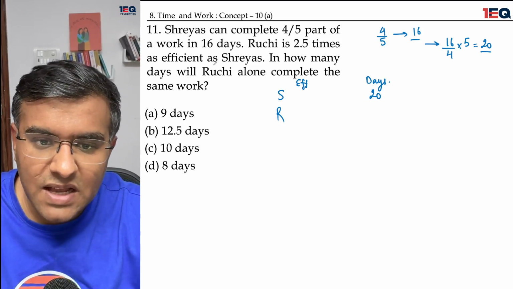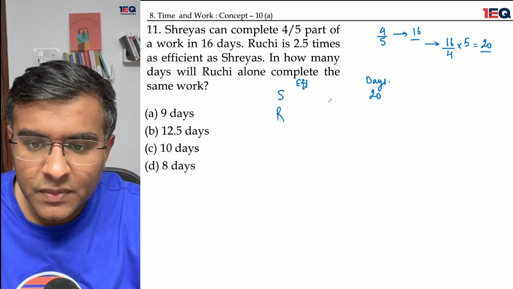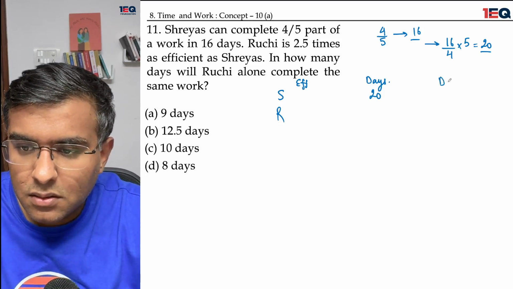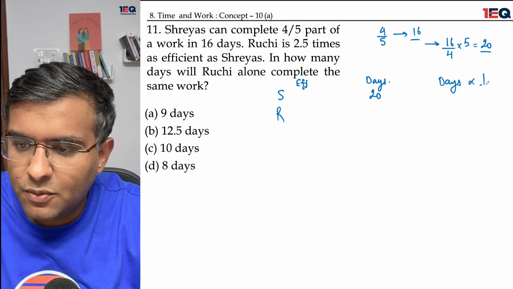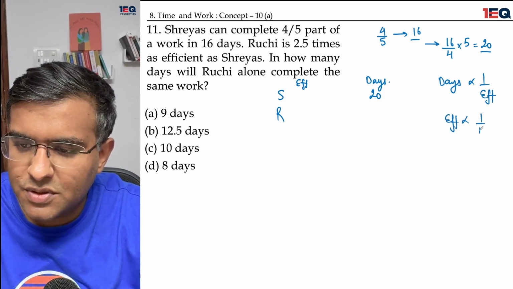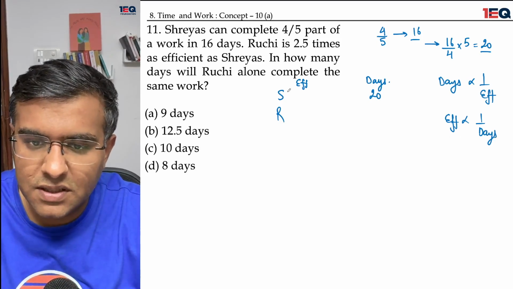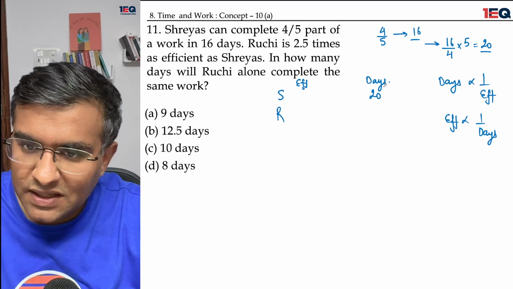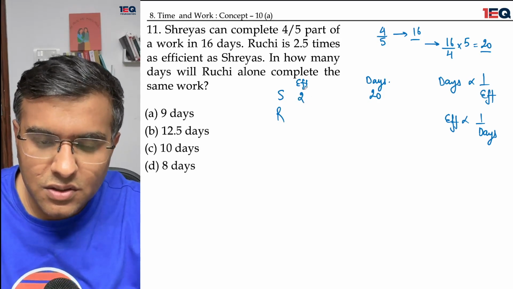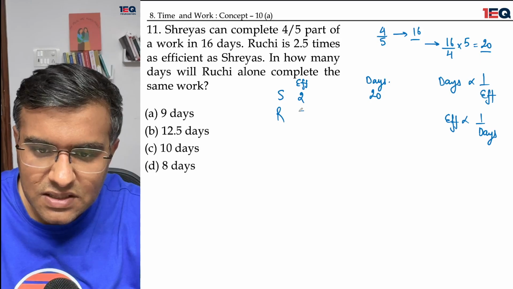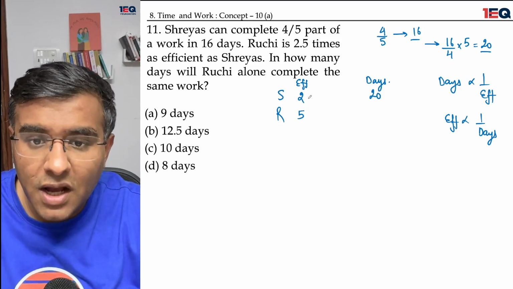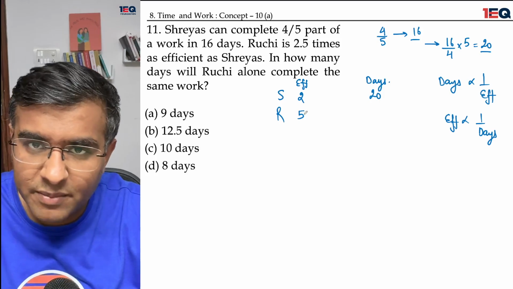Ruchi is 2.5 times as efficient as Shreyas. Okay. Now talking about efficiency. The days are inversely proportional to the efficiency, and the efficiency is inversely proportional to the days in which the work is completed. Ruchi is 2.5 times as efficient as Shreyas. If the efficiency of Shreyas is 2, Ruchi's efficiency is 5. 2.5 times as efficient, so 2 multiplied by 2.5 means 5.